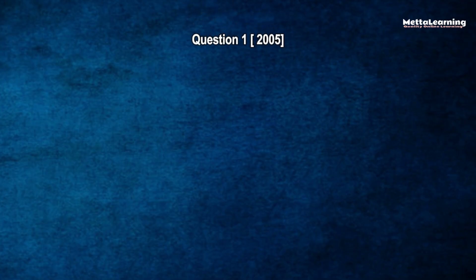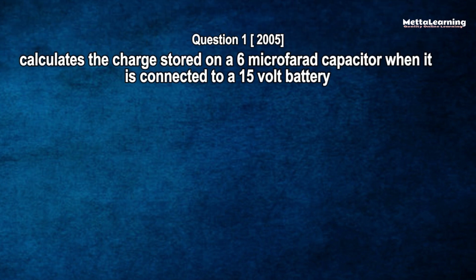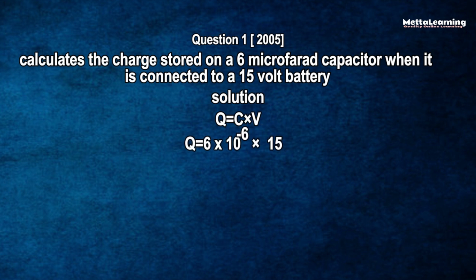The first question I have here with me is from the WAEC past question 2005. Calculate the charge stored on a 6 microfarad capacitor when it is connected to a 15-volt battery. So how do we calculate the charge? We all know that the formula for the quantity of charge in a capacitor is equal to capacitance times voltage. From our question, we're given a capacitor of 6 microfarad and a voltage of 15 volts.